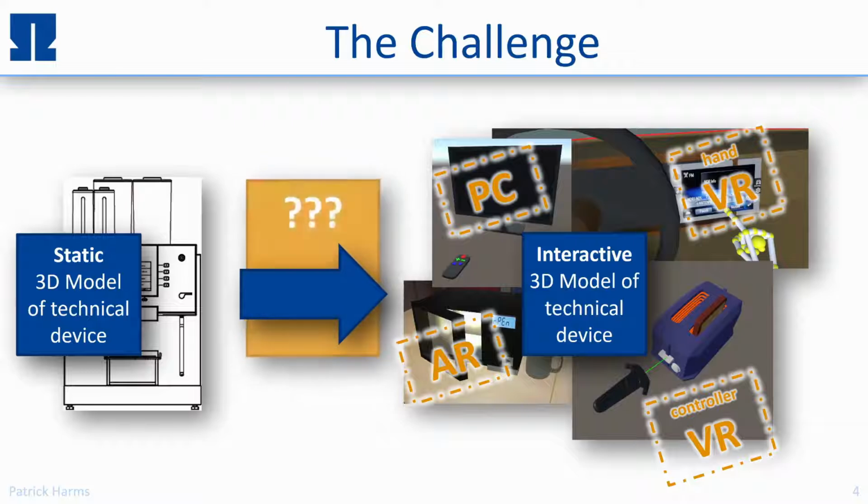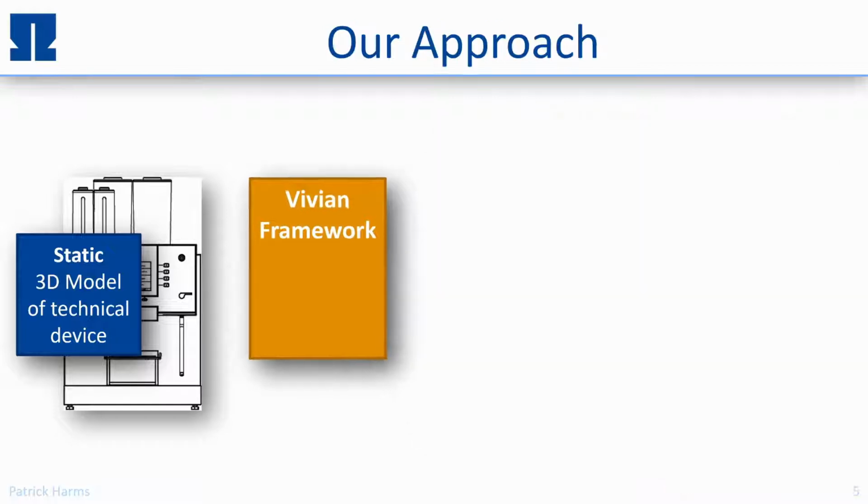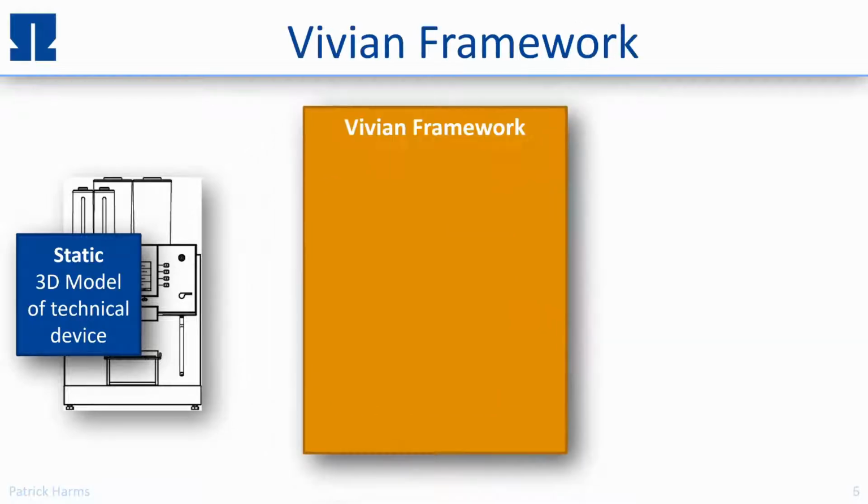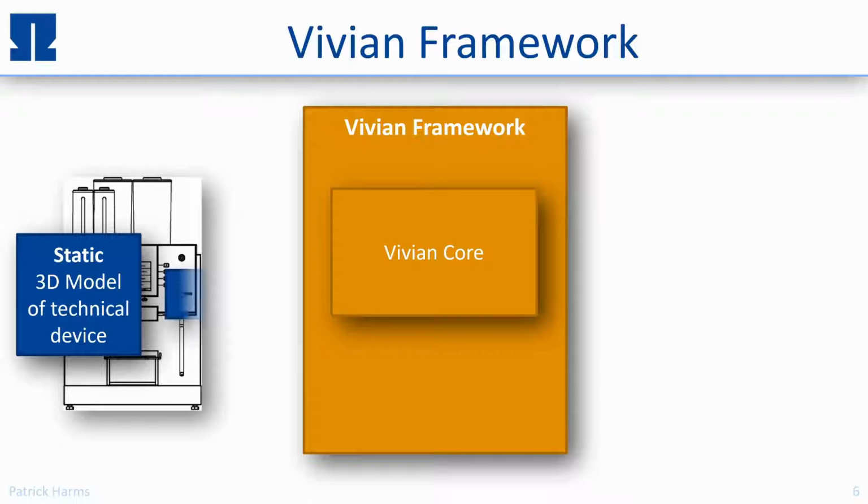Our framework supports a rather fast and efficient transition from static 3D models of technical devices to interactive 3D models of technical devices that can run in different runtime environments, meaning different XR setups. How does the Vivian Framework work? The Vivian Framework consists of a core component. This core component is fed with a static 3D model of the technical device.